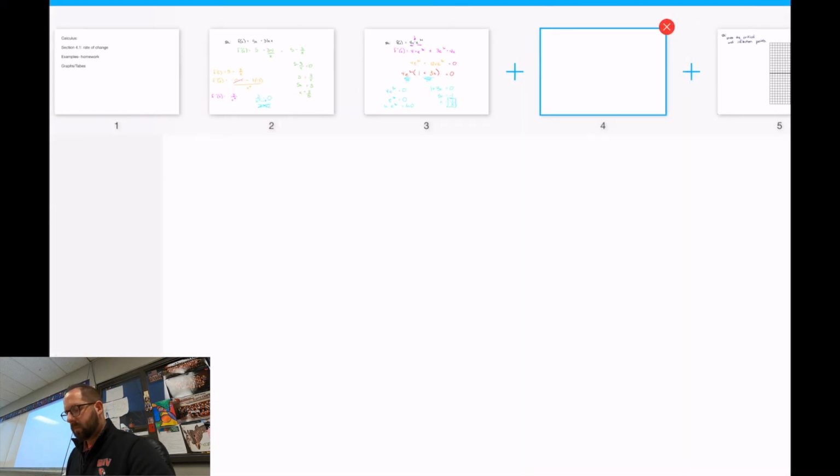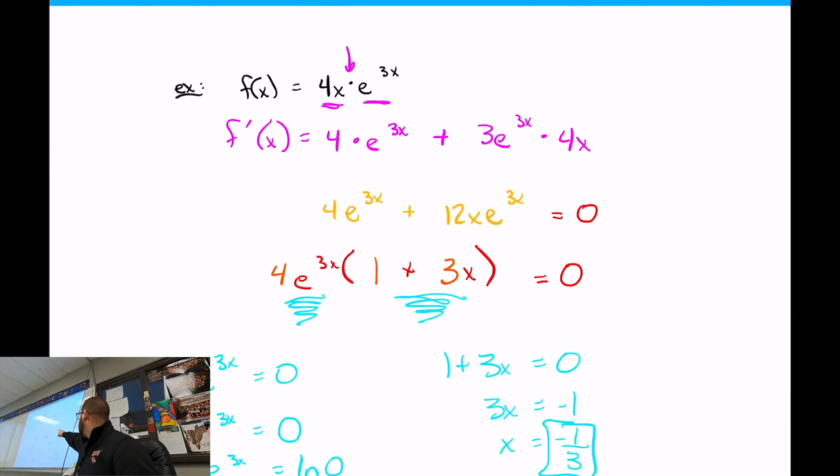How come it's 1 plus 3x and not like 1 plus that part right there? Because I factored the 4 and the e to the 3x out. Oh, that's a different part than that. Yeah, he's doing the first and the second.